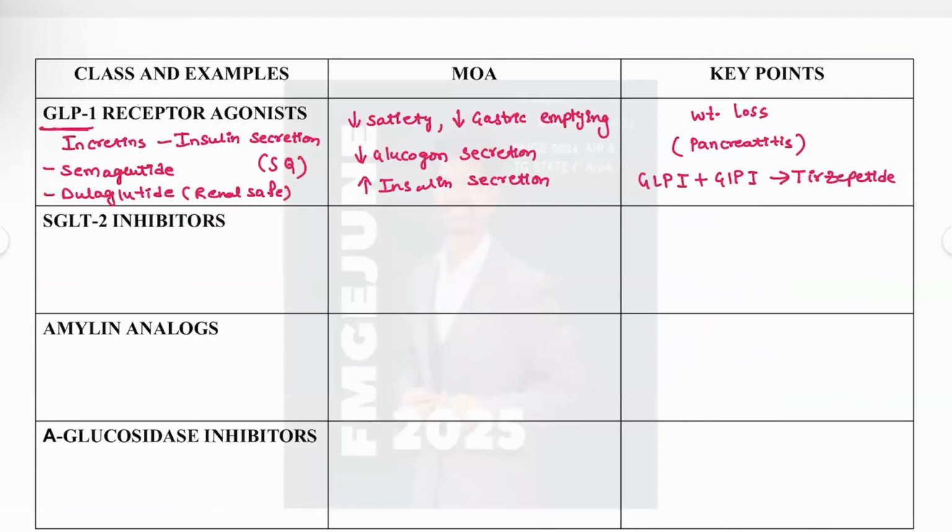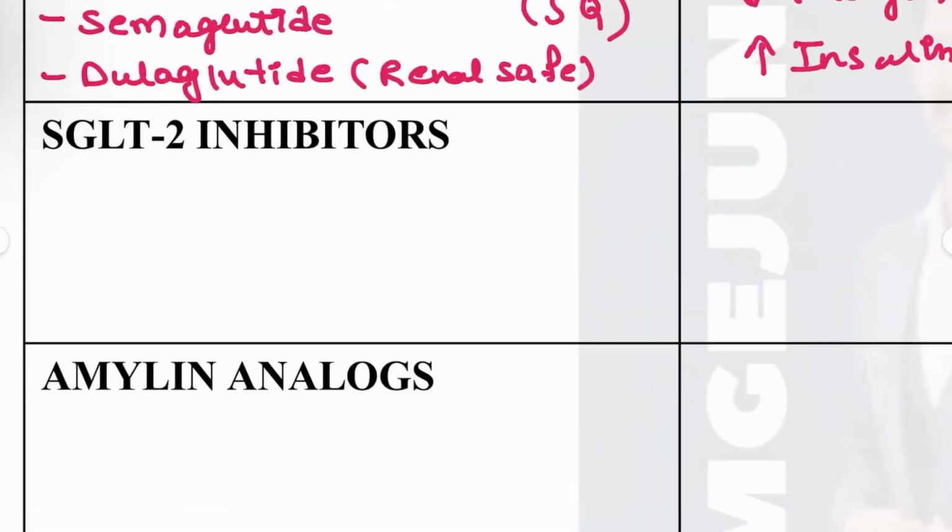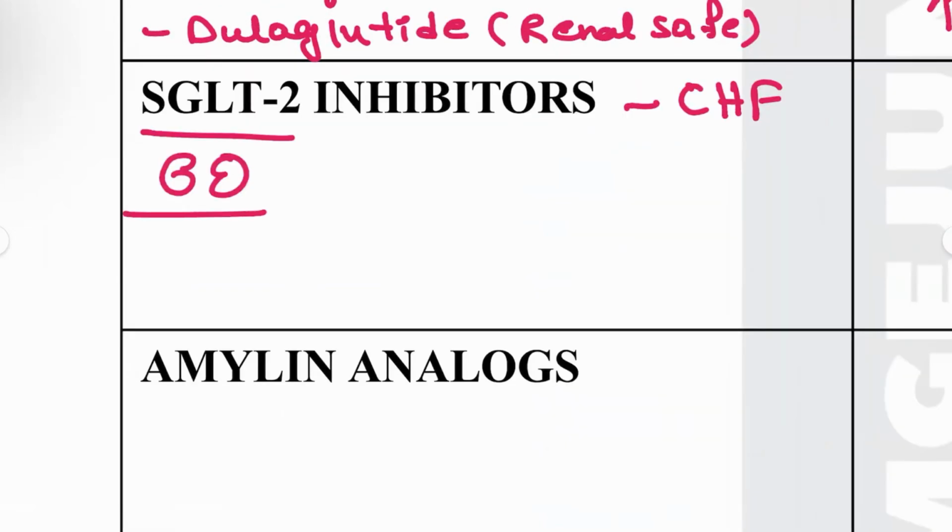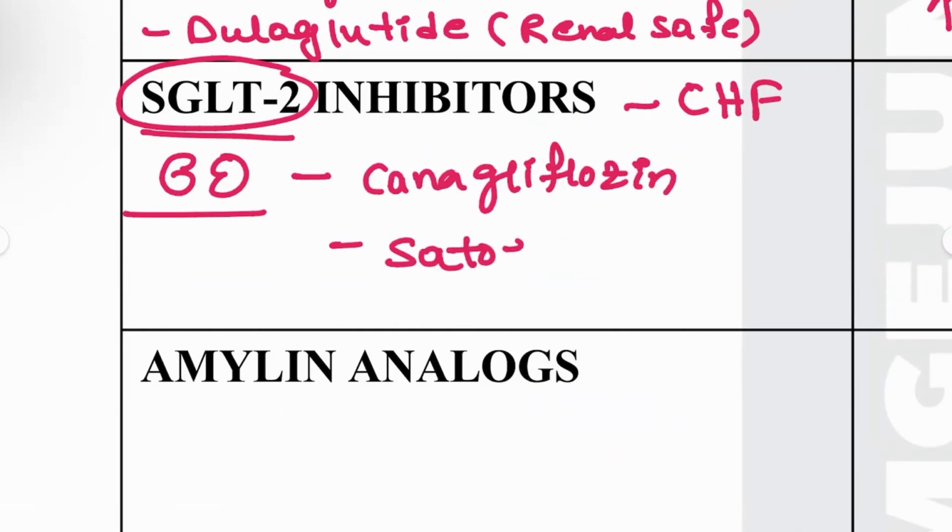And next, moving on to the SGLT2 inhibitors. This is the most widely used drug in congestive heart failure patients. In the kidneys, when we inhibit SGLT2, this will cause glucosuria. And what are the drugs we have? The SGLT2 inhibitors, canagliflozin and sotagliflozin.